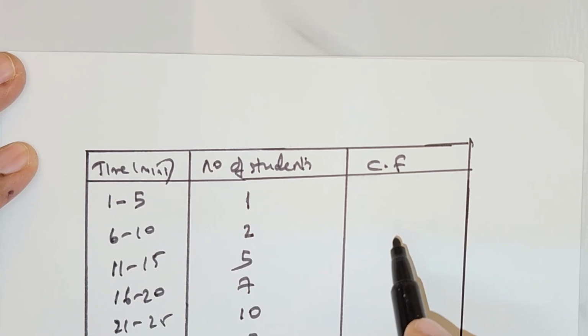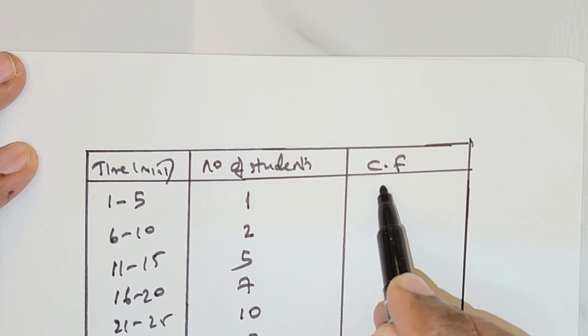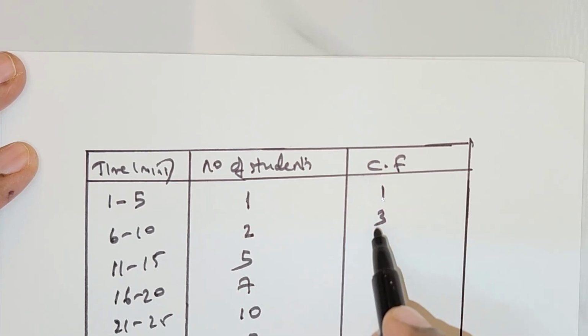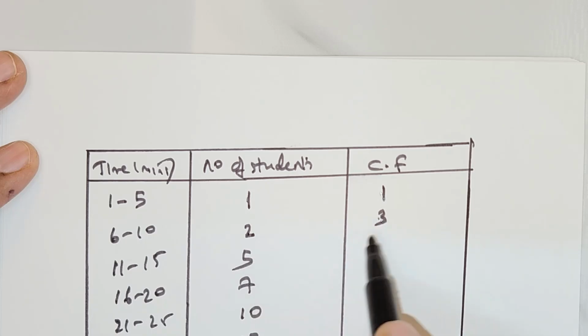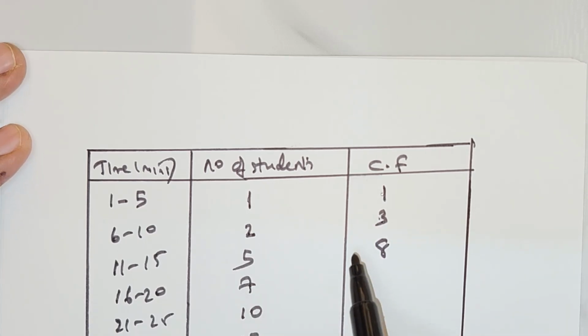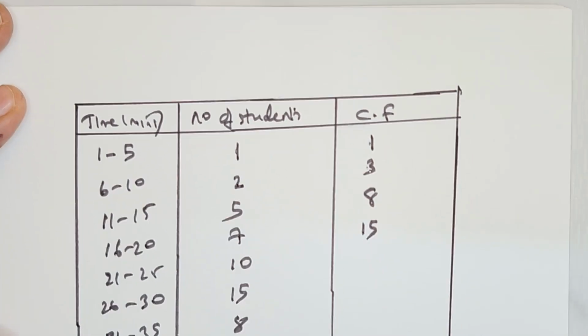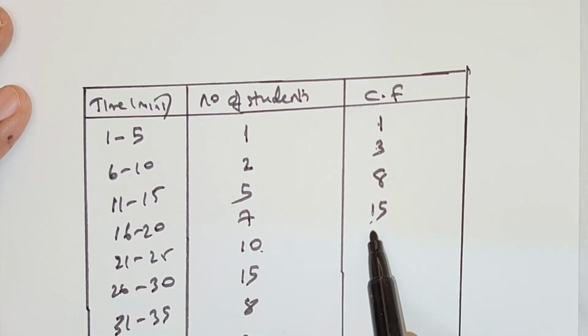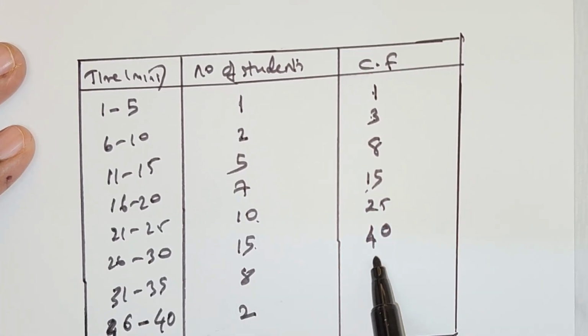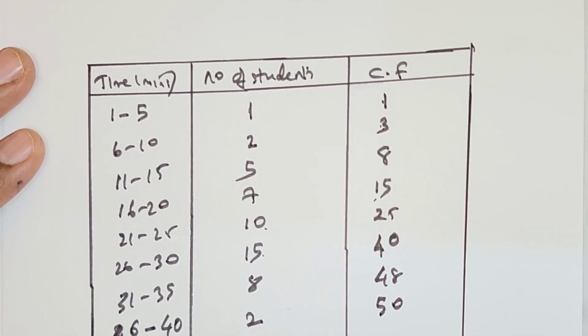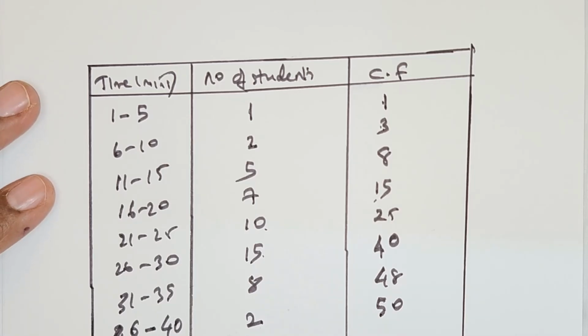So in your paper it is given as 1 and 3. So they have given these two entries. Now how did they get this 3? They take this 1 added with 2, you get 3. Take this 3 added with 5, you get 8. Take this 8 added with 7, you get 15. Take this 15 added with 10, you get 25. Take this 25 added with 15, you get 40. Take this 40 added with 8, you get 48. Take this 48 added with 2, you get 50. Now this is the completion for cumulative frequency.